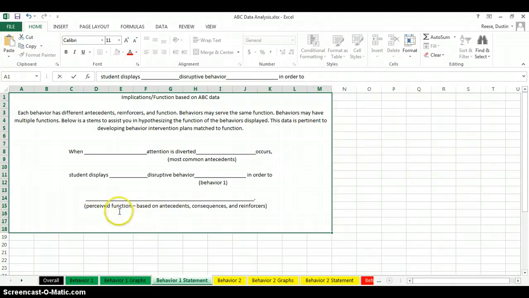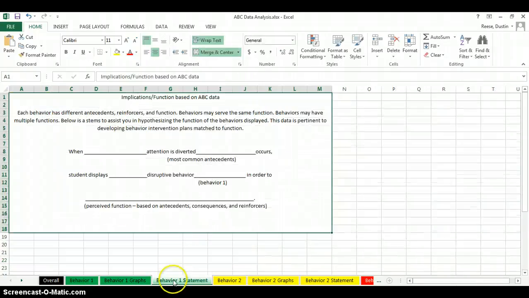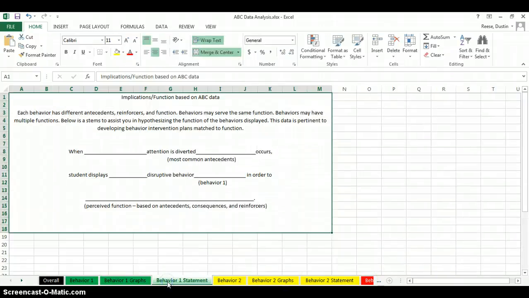In order to, so based on all the information we've gathered, we can make a statement based on the perceived function. So depending on what the consequences were and how often it stopped, we can make a statement in here about what we perceive the function to be. So you can use this information, again, in the same way to do behavior 2 and behavior 3 if you have it separated into a bunch of different behaviors. And then this will hopefully guide completing the functional behavior assessment as well as planning for the behavior intervention plan.